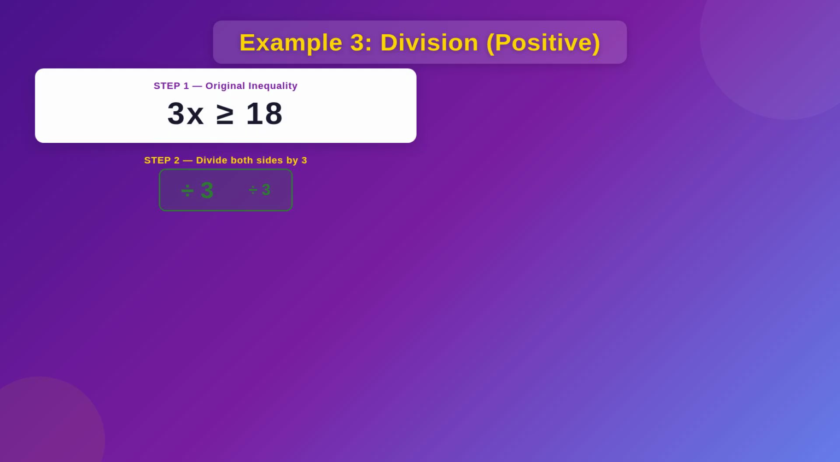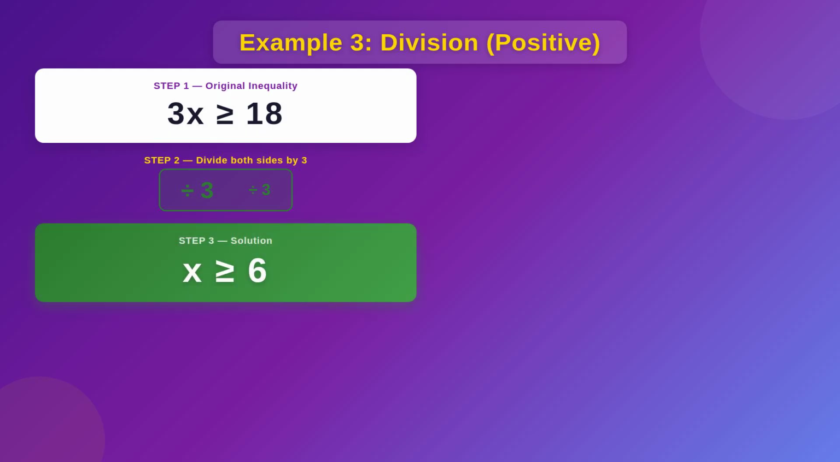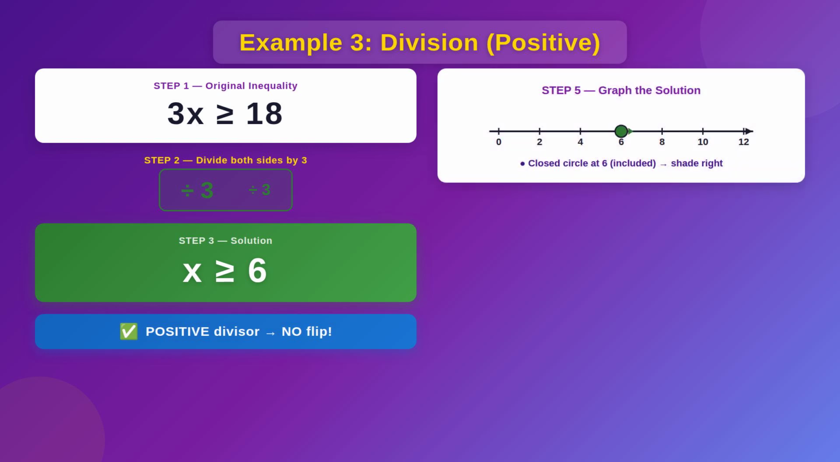Now let's tackle multiplication and division. We have 3x is greater than or equal to 18. The variable x is being multiplied by 3, so we divide both sides by 3 to undo it. Since 3 is positive, the sign does not flip. Great news. On the left, 3x divided by 3 is just x.